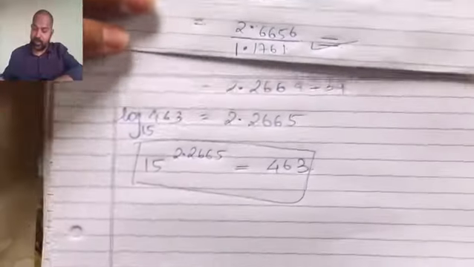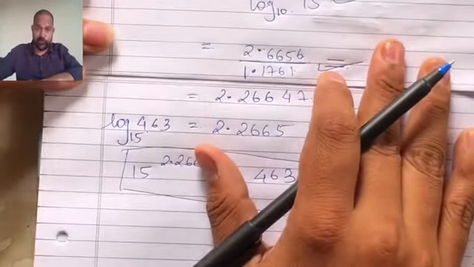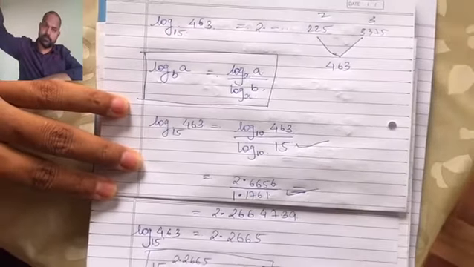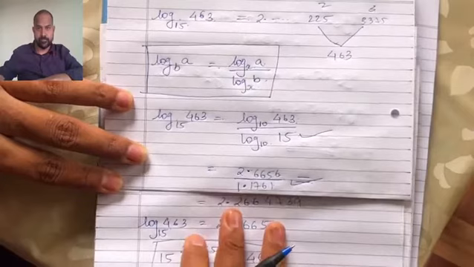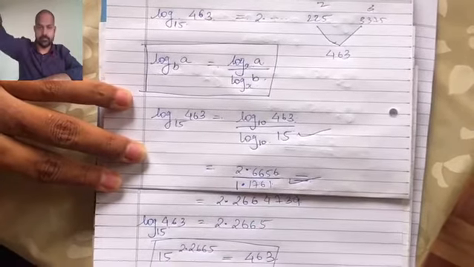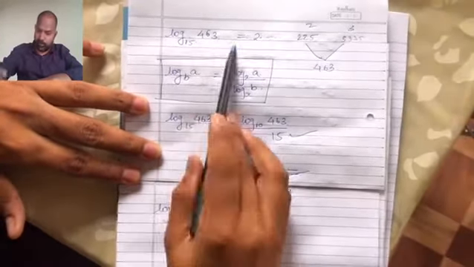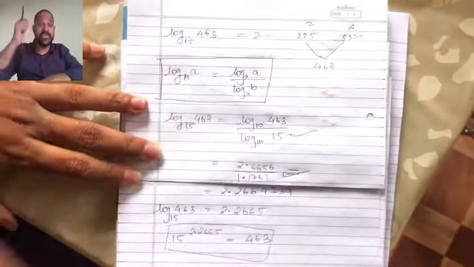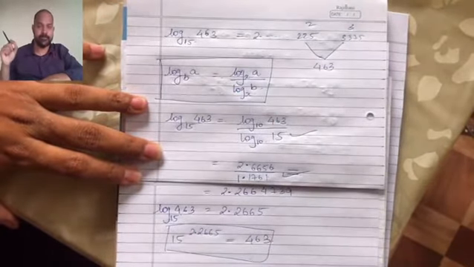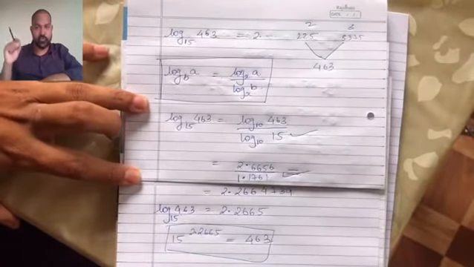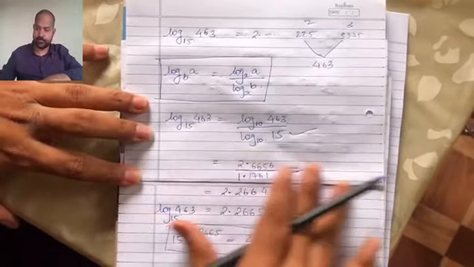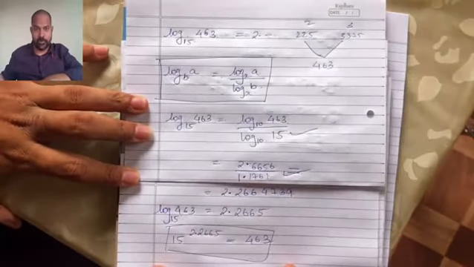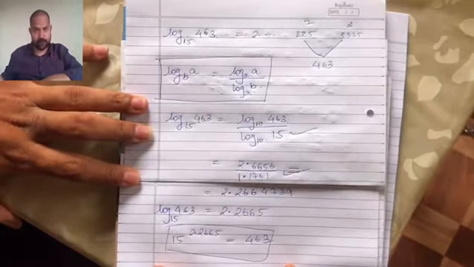I want you to write down this entire explanation right from here up till here. I want you to give it a heading called the change of base theorem. Write the entire thing down. Pause the video. Write the entire thing down.